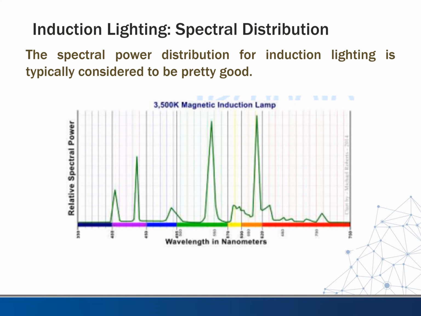If we look at the power spectrum distribution, we see that this is actually pretty decent. We have pretty good coverage across the color band, with a little bit of exception in the red area. It's not quite as well represented there, but most other colors seem to have pretty good representation. So it's usually considered to be pretty good.